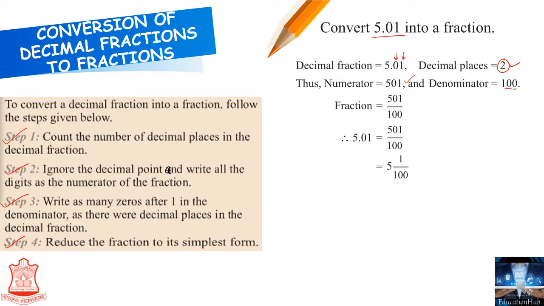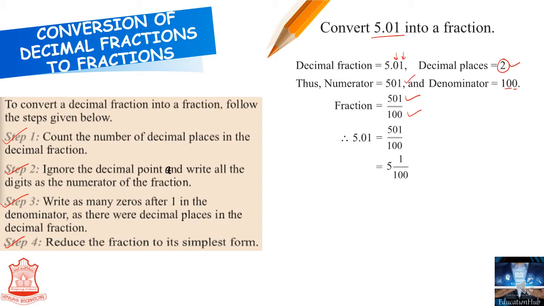That means first decimal place को ignore करें के 501 हमारा आ जाएगा numerator and हमारे पास 2 decimal places थी, that means 1 with 2 zeros we are going to write in denominator. So हमारे पास fraction क्या आ गई 501 divided by 100. As we can see 501 and 100 is in the lowest form but ये improper fraction में है.